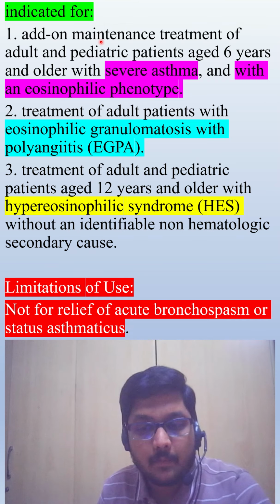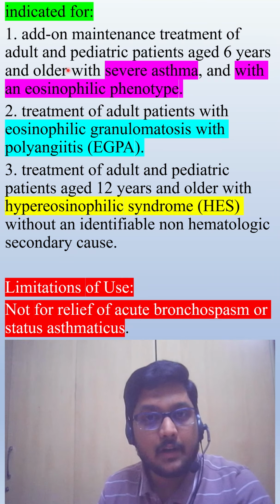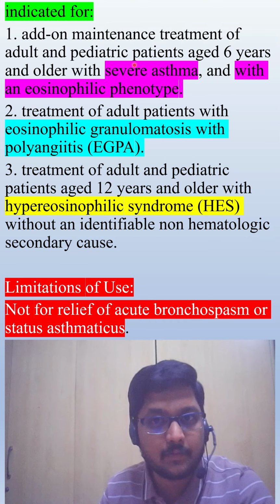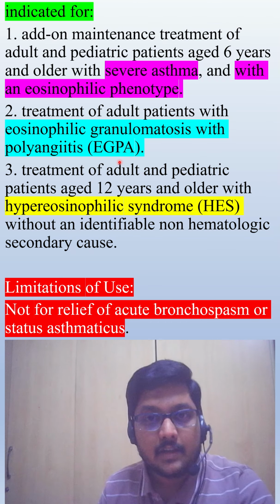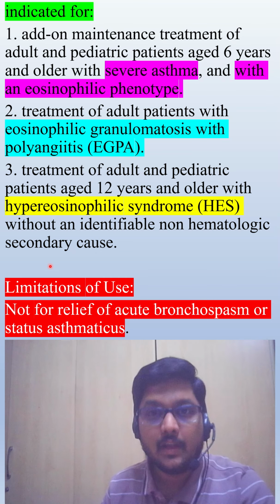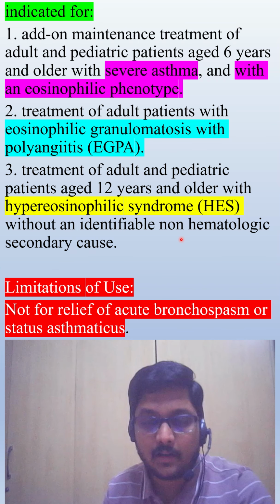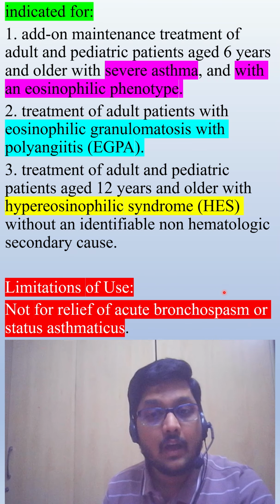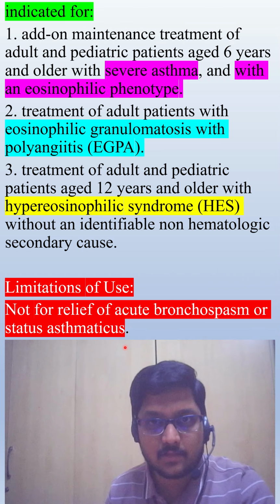And what are the original indications of benralizumab? Benralizumab is used for add-on therapy, that is maintenance therapy, for severe asthma with eosinophilic phenotype, just as we have seen in this case. Another disease is EGPA, eosinophilic granulomatosis with polyangiitis. It is also used in HES, hypereosinophilic syndrome. These three are the indications for benralizumab, but the limitation for use is that it is not at all used for relief of acute bronchospasm or acute status asthmaticus, which we see in casualties.